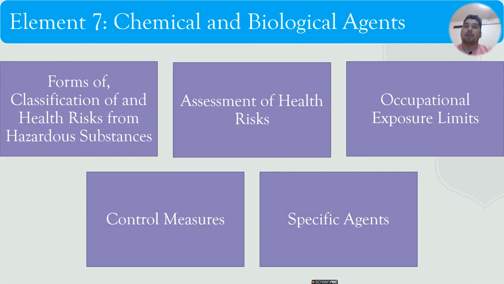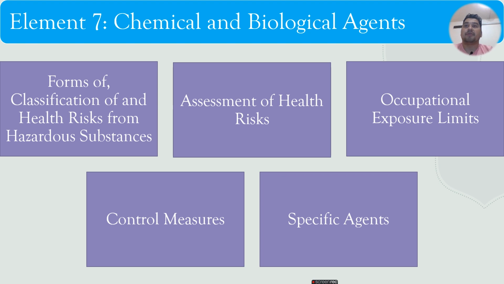In this element, we will cover the topic chemical and biological agents. In this element, there are sub-elements, and these sub-elements are divided into 5 different topics. The first, 7.1, talks about forms of classification of and health risk from hazardous substances. 7.2 assessment of health risk. 7.3 occupational exposure limits. 7.4 control measures, and 7.5 specific agents. So all these elements we will cover in this main element 7, chemical and biological agents.